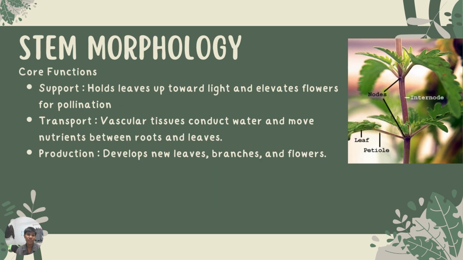Stem morphology. The core function is support. It supports by holding leaves up to light and elevating flowers for pollination. And for transport, the vascular tissue conducts water and moves nutrients between roots and leaves. For production, it develops new leaves and branches and flowers. As you can see in the image beside it.